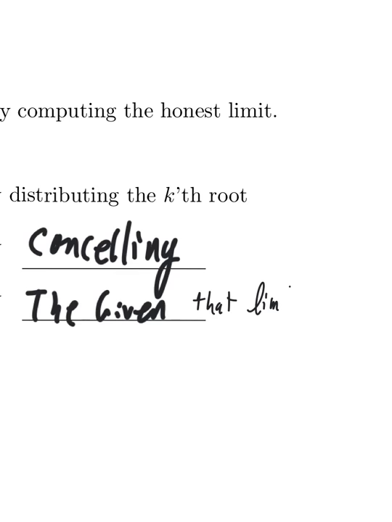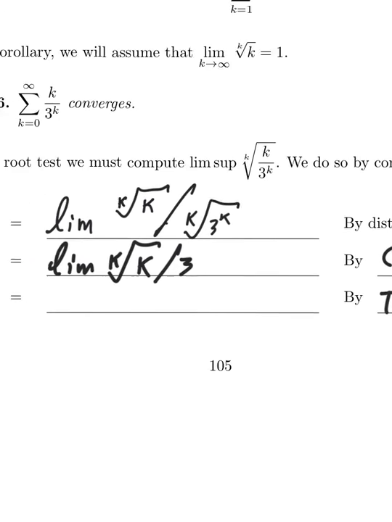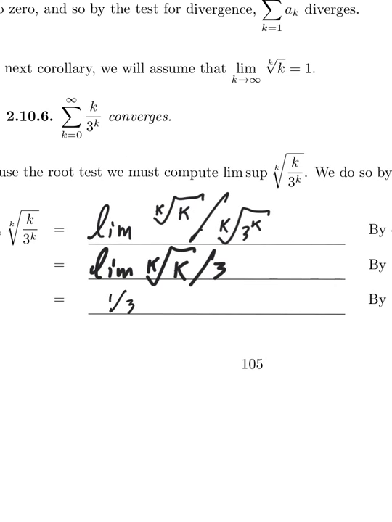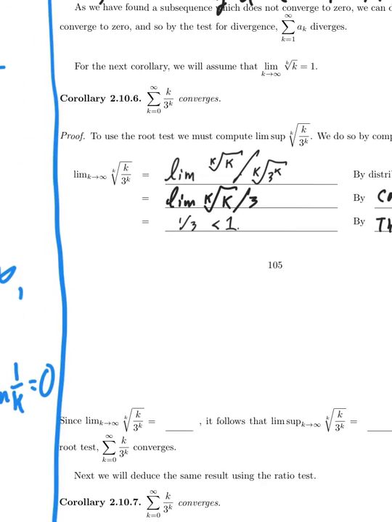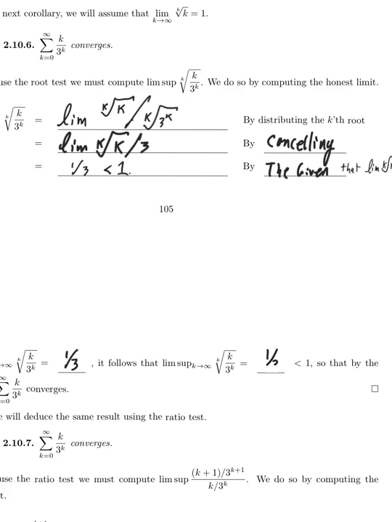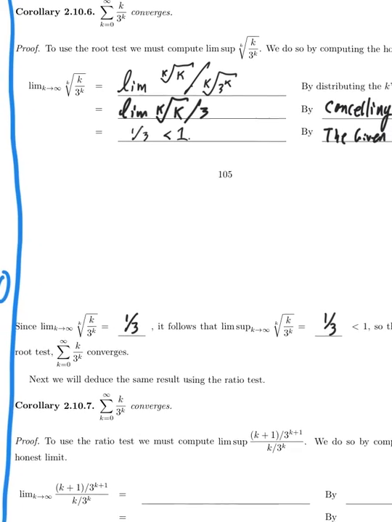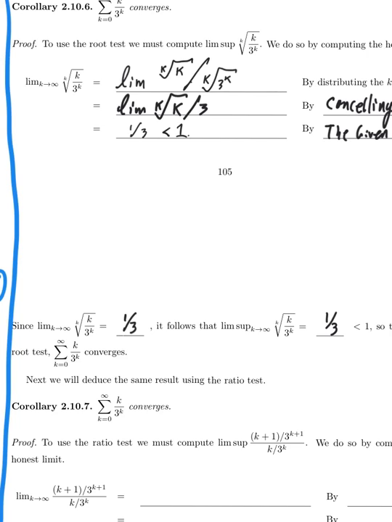The limit of kth roots of k is equal to 1, so this is just 1 over 3, which is less than 1. So let's put the summarizing bit in. As we've computed the limit of the kth root of k divided by 3 to the k and gotten 1/3, it follows that the limit superior is also equal to 1/3, which is less than 1. So by the root test, that series converges absolutely, but it's already all positive, so that's the same as it just converging. Absolute value pairs won't change anything.